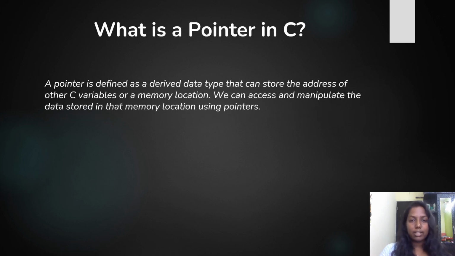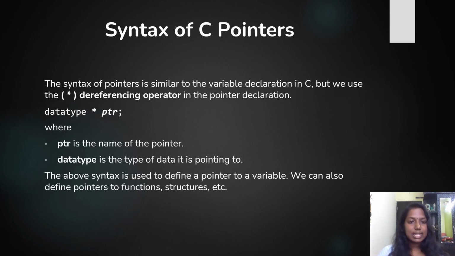So now, what is a pointer in C? A pointer is defined as a derived data type that can store the address of other C variables or a memory location. We can access and manipulate the data stored in that memory location using pointers. What is the syntax? We use a dereferencing operator, that is basically our star operator. So the syntax is data type star PTR, where PTR is the name of the pointer and the data type is the type of data.